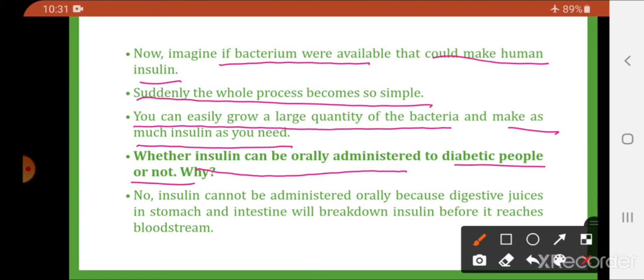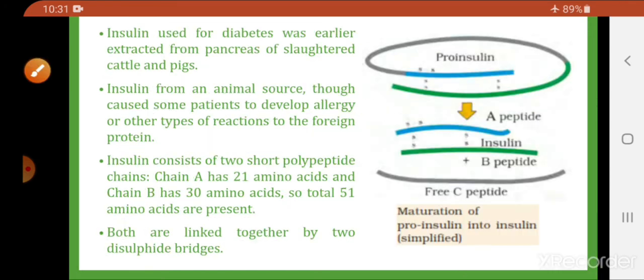So if insulin is taken orally, what would happen? The digestive juices in the stomach and intestine break it down before insulin reaches the blood stream, and hence insulin cannot be taken orally. So no, insulin cannot be administered orally because digestive juices in the stomach and intestine will break down the insulin before it reaches the blood stream. This is the reason why insulin cannot be taken orally.